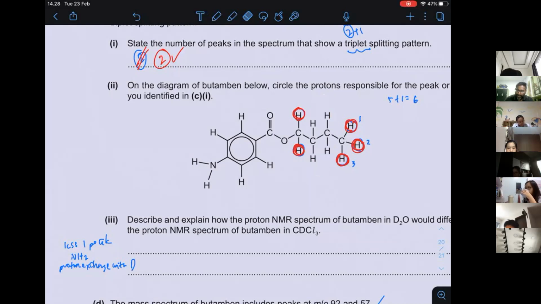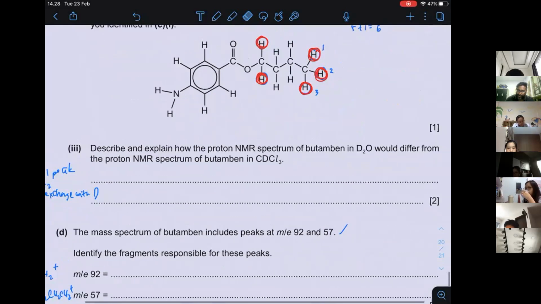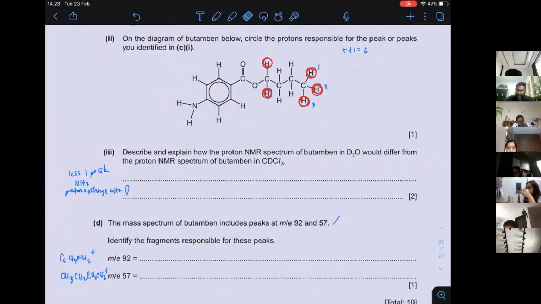So anyway, describe and explain how the proton NMR spectrum of butanban in D2O looks. Now you are using heavy water. If you are using heavy water, the difference is that anything that has NH or OH will disappear. The peak will disappear. So here I have this peak, which is responsible for the environment attached to nitrogen, so that peak will definitely disappear.